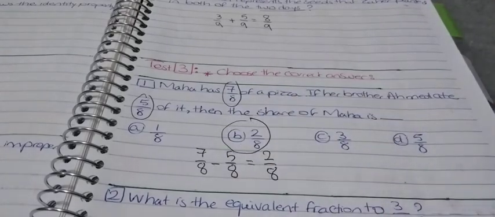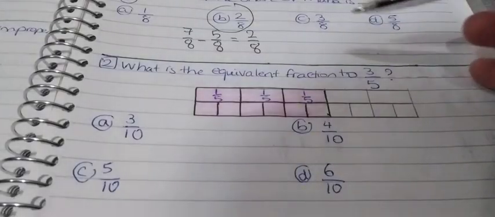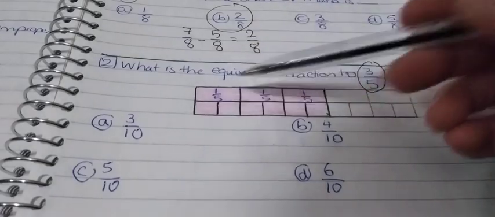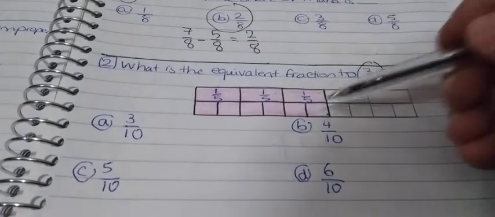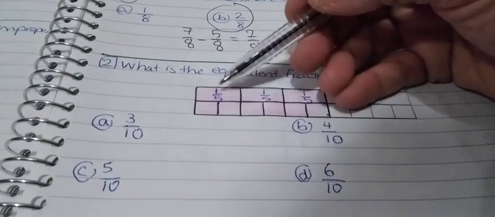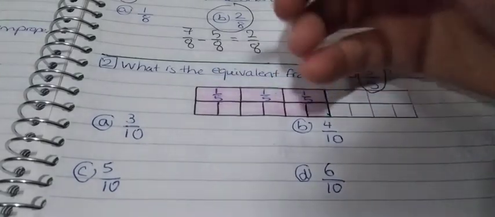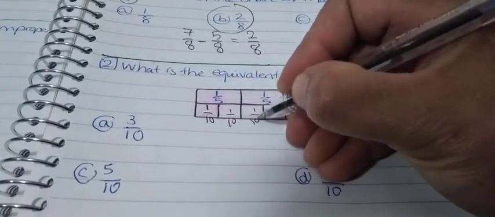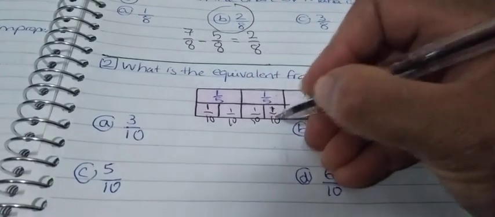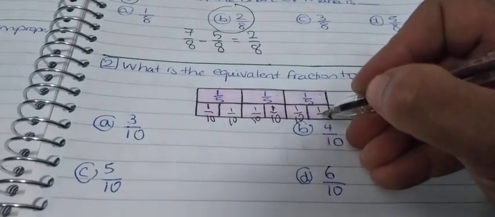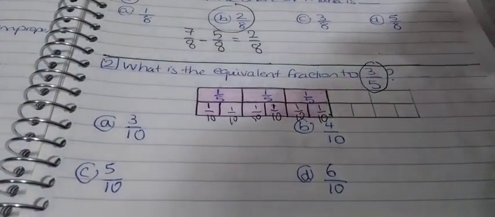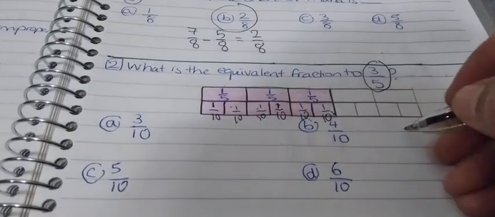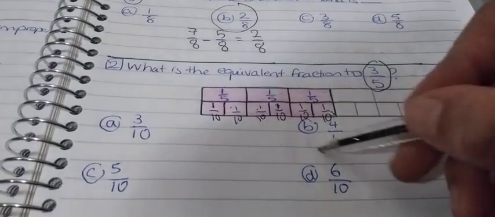The answer is B. What is the equivalent fraction to 3 over 5? So 3 over 5 is 1 over 5 plus 1 over 5 plus 1 over 5. And here he divided each 1 over 5 into 2. So it will be 1 over 10, 1 over 10, 1 over 10, 1 over 10, 1 over 10, 1 over 10. Okay? How many of them? 1, 2, 3, 4, 5, 6. It will be 6 over 10. So we choose D.